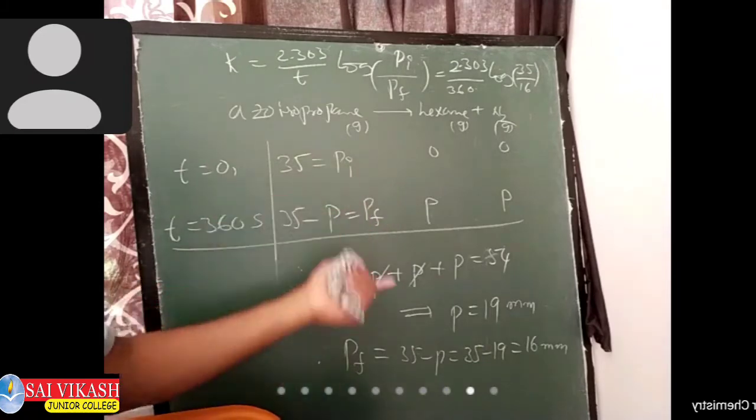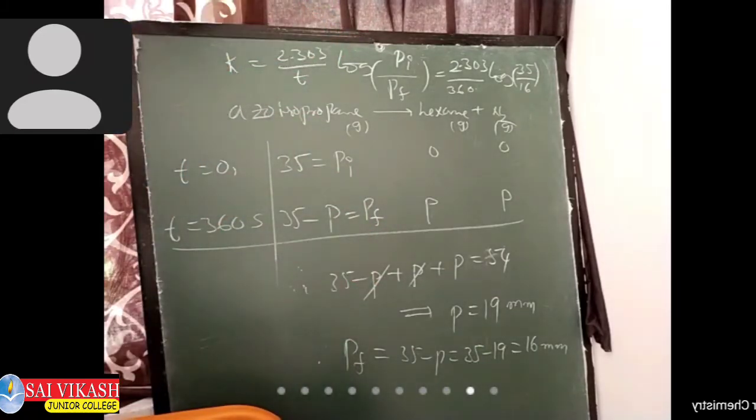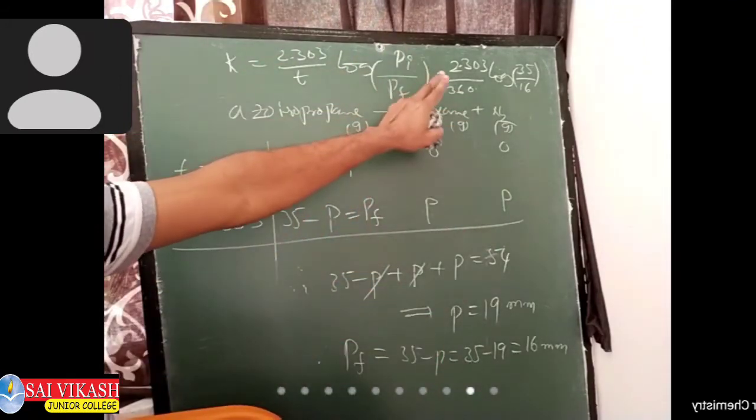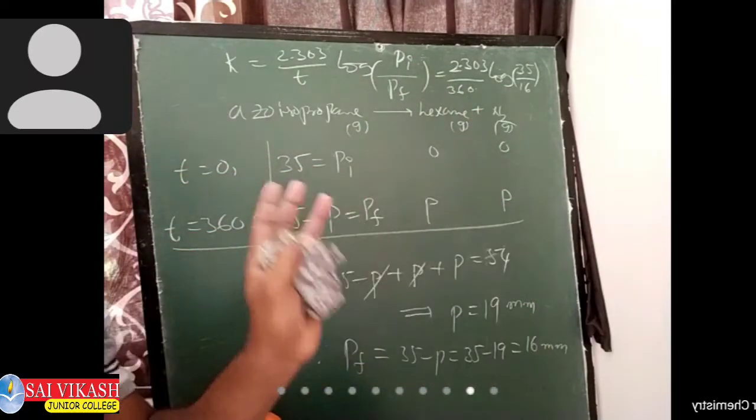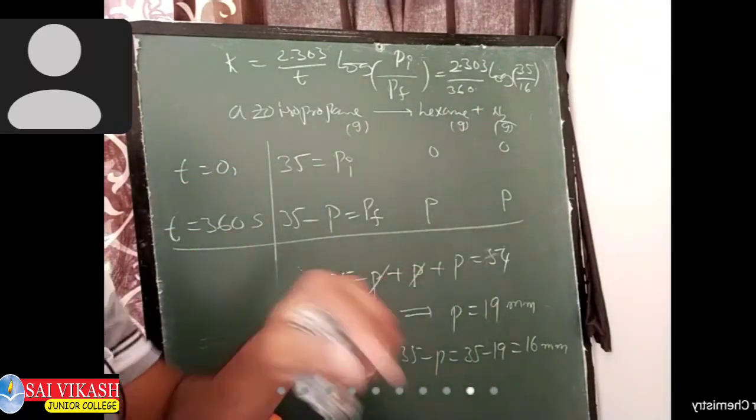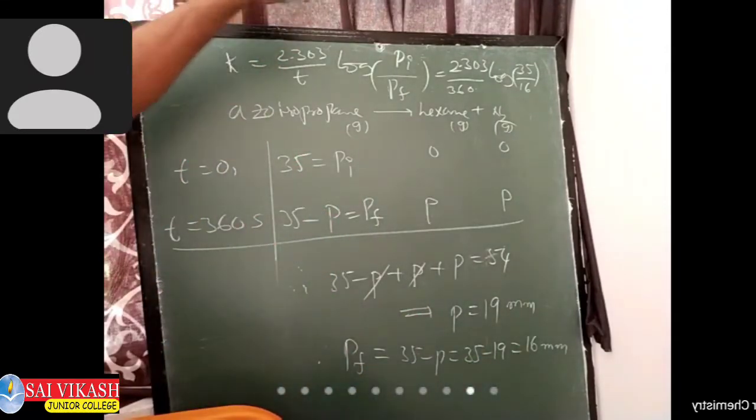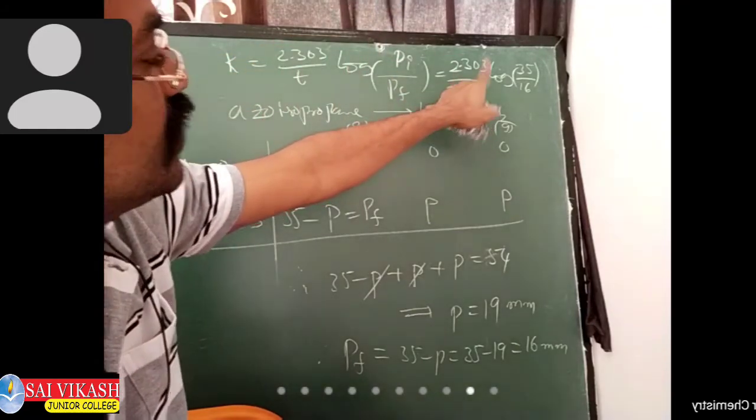So let us find out by taking the first order integrated rate equation. Let's find out the k. After finding K, we will check whether it matches the first order or not. What does matching mean and how to check, I will tell you all this. First of all, I am using the first order integrated rate equation. I am getting the k value like this.